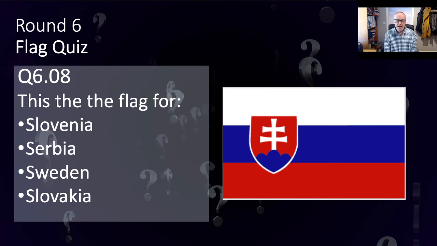Question number 8. This is the flag for Slovenia, Serbia, Sweden or Slovakia? Is this the flag for Slovenia, Serbia, Sweden or Slovakia?